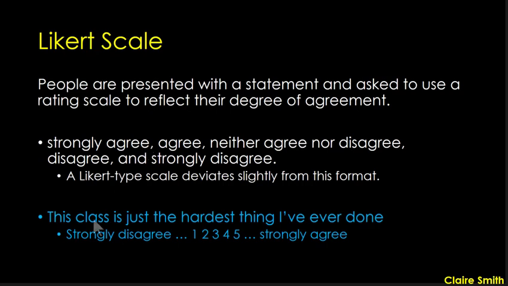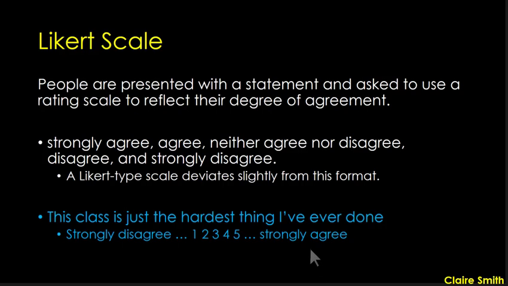So if you're asking about, this class is the hardest thing I've ever done, strongly disagree to strongly agree. You can assign numbers to the strongly disagree to agree, right? So there's numbers associated, 1 through 5. 1 is disagree, 5 is agree. But Likert scale is kind of like how much you like it. You disagree or agree, right?